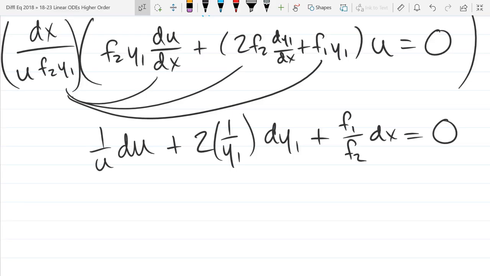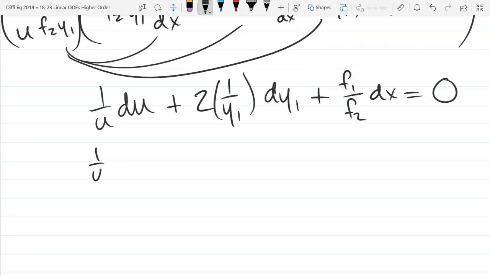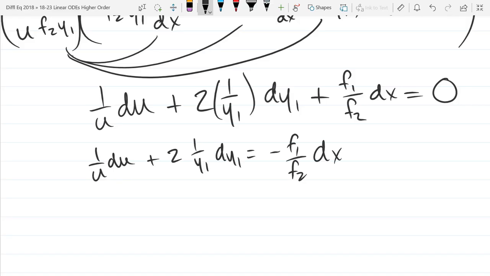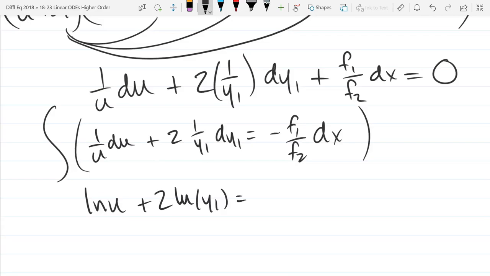I'm going to bring the dx term to the other side. And then integrate the whole thing. So we'll get ln u plus 2 ln y1 equals whatever in the world. Completely depends on f1 and f2, but whatever this f1 over f2 antiderivative is.